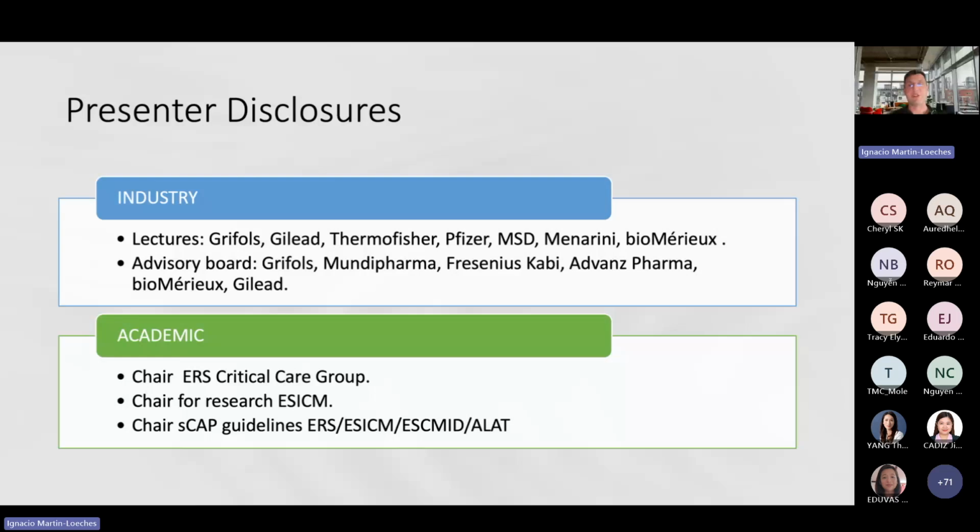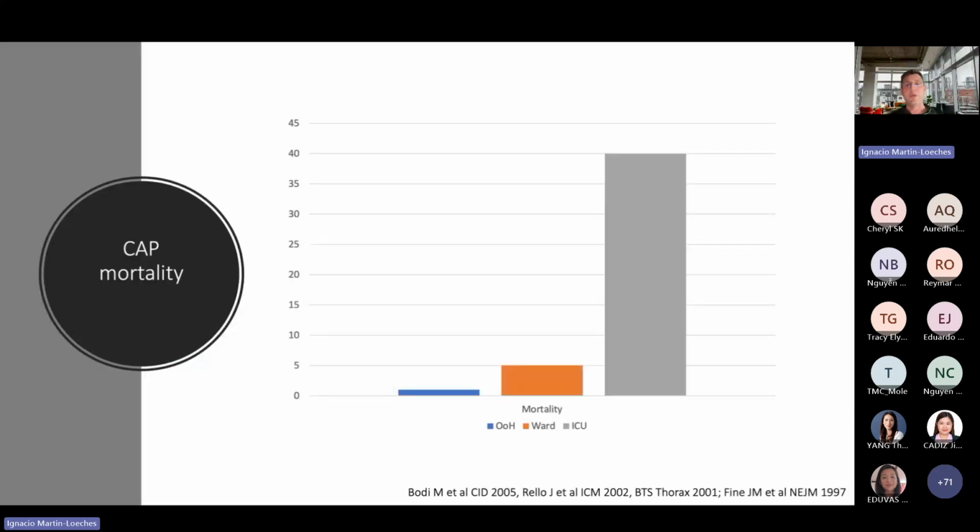The first question is why we are going to talk about community-acquired pneumonia, and more especially why severe CAP. I think that severe CAP is for patients that are admitted to the ICU. For sure, some patients, depending on the ICU capacity, might not be in the ICU, but those that are in the ICU are going to carry the highest mortality.